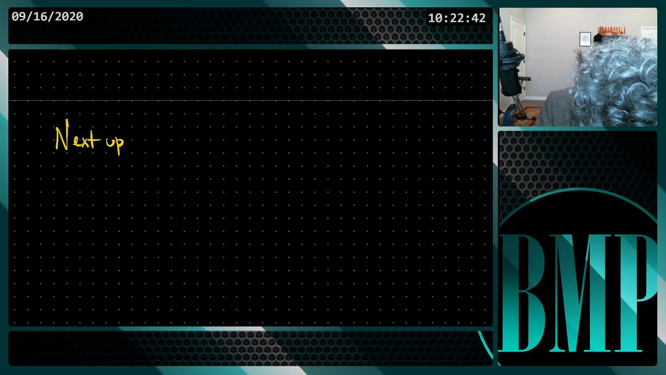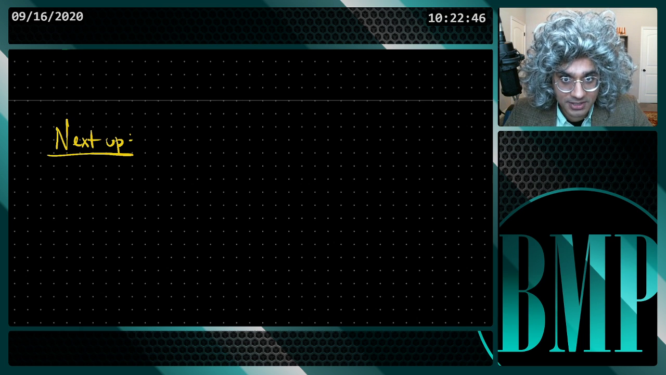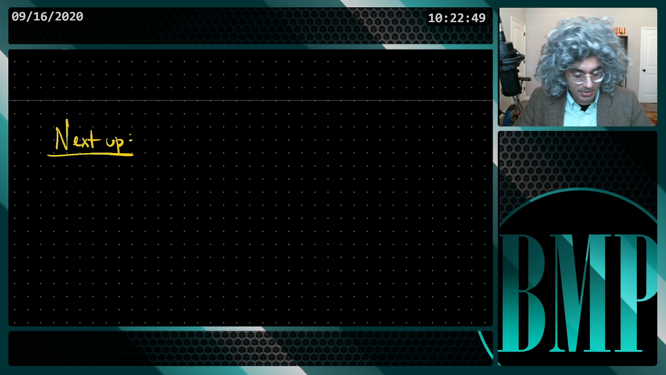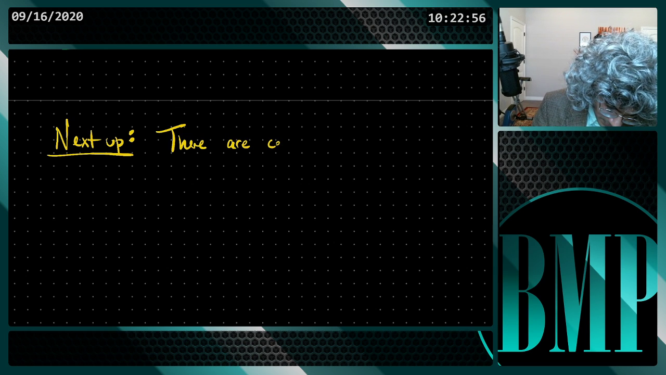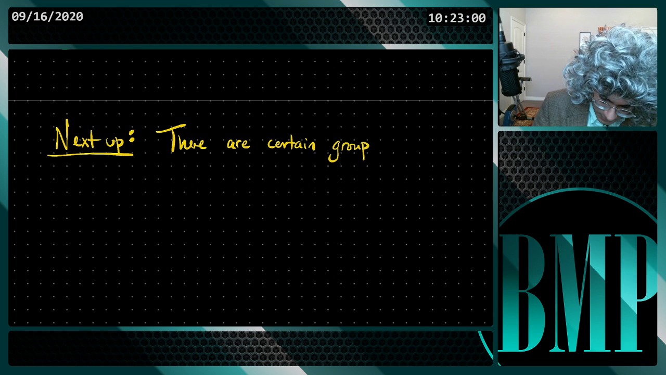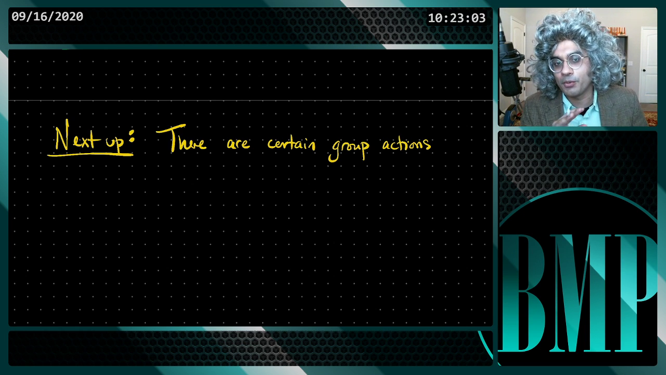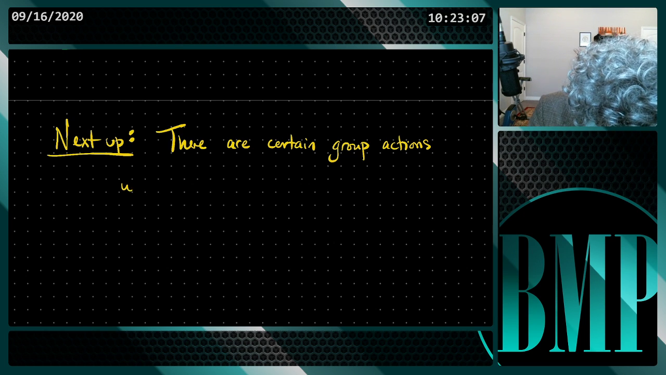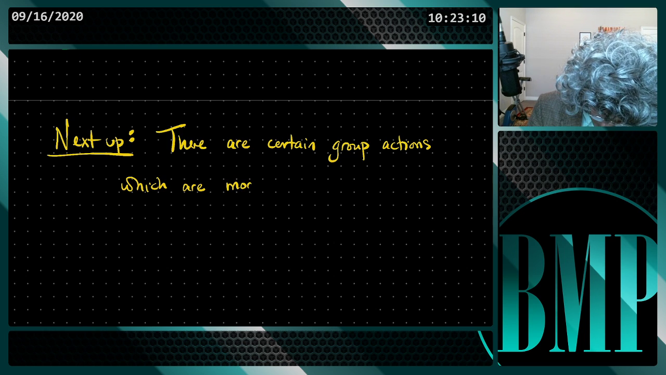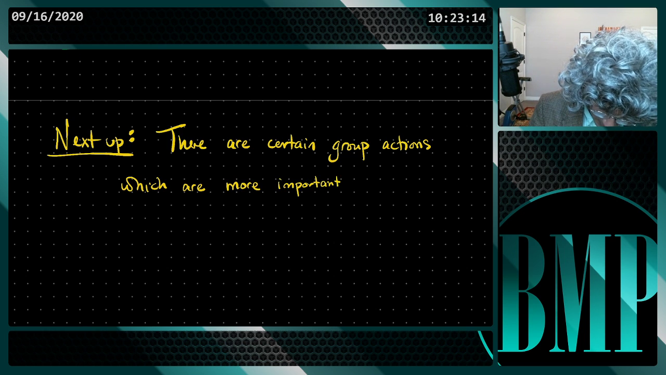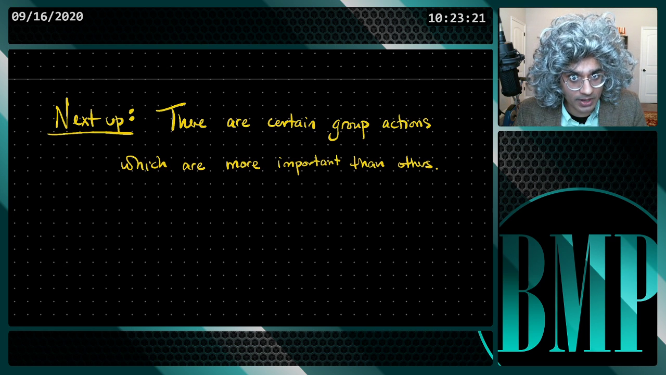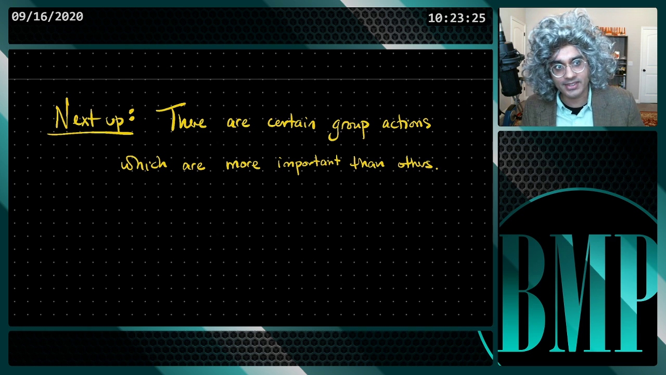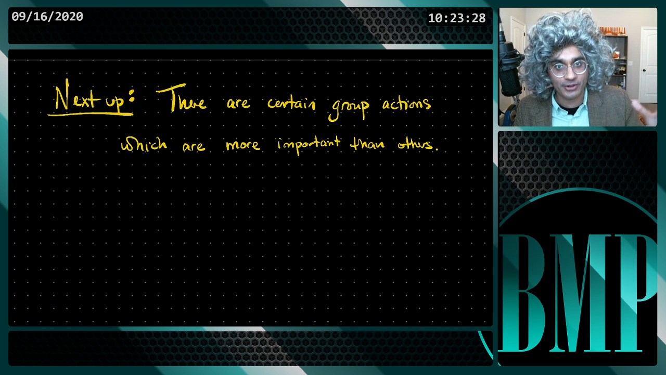Okay, so what I was going to do next: there are certain group actions. I know the time's over. Just watch the video afterwards. Next up, and this is what I'll do next class, there are certain group actions which are more important than others. All right, so the type of actions I will introduce next class, they will be the ones that are used in group theoretic arguments a lot.